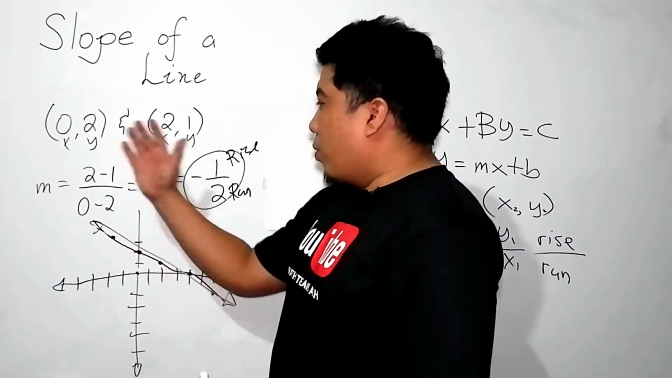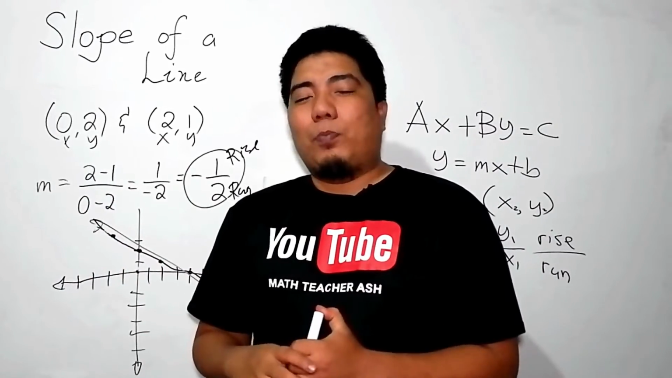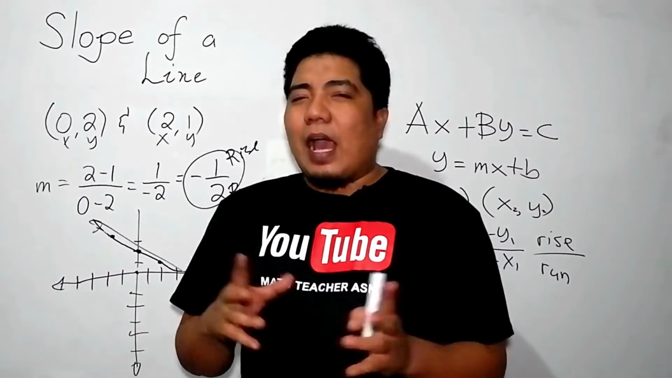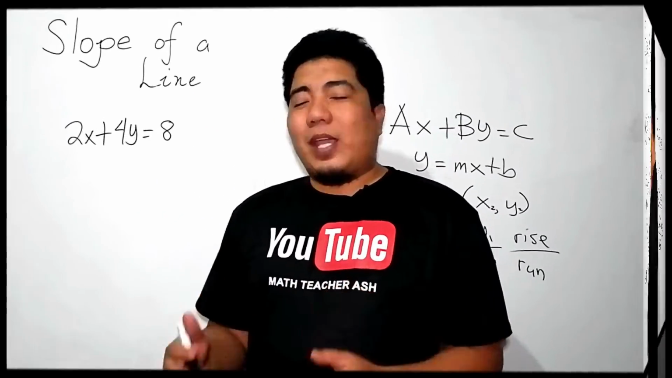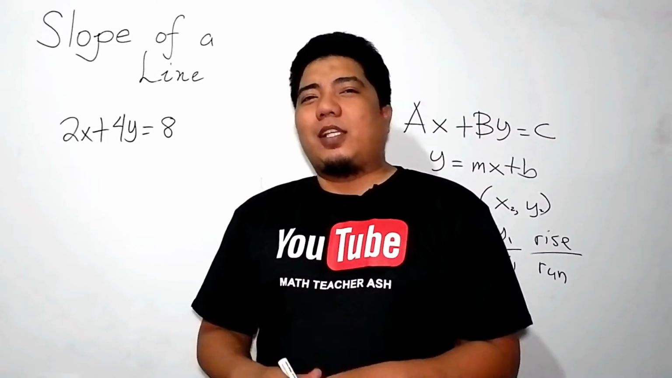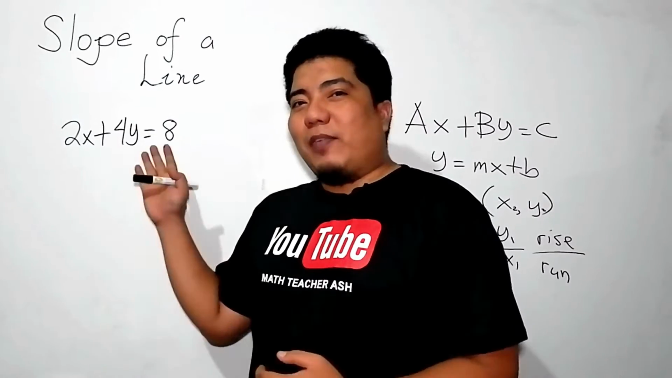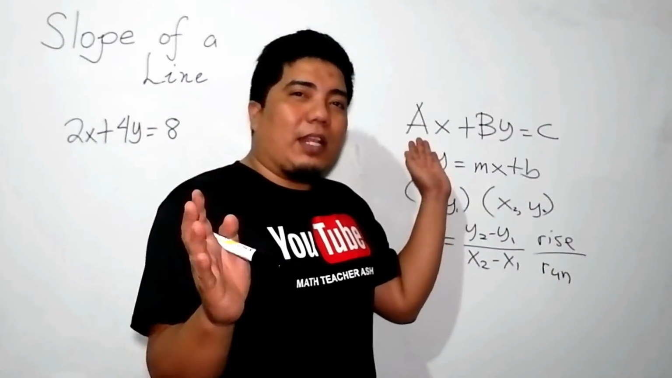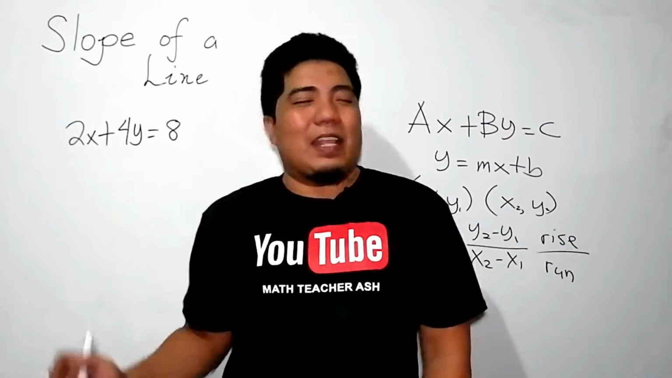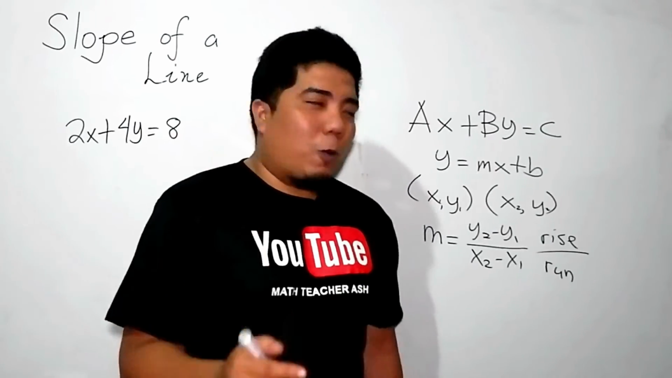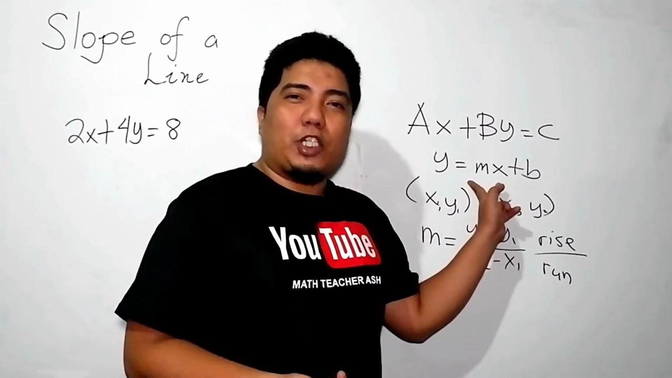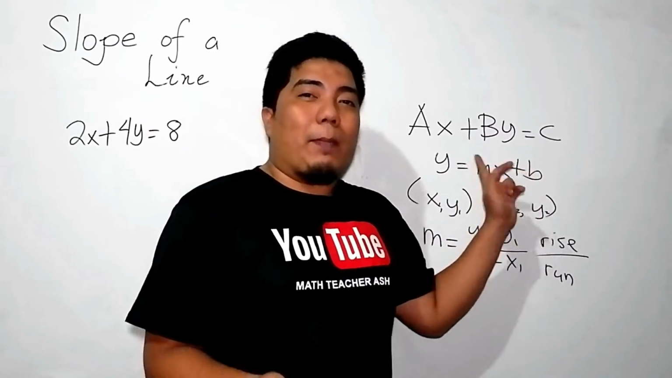Okay? So, you all know how to get the slope if 2 points are given. Question is, if an equation is given, how do you get the slope? Okay, math learners, we have here an equation that is 2x plus 4y is equal to 8. Question is, how do we get the slope if this is the given? Remember that the standard form is ax plus by is equal to c. This is the one, alright? Now, for you to get the slope, you can transform your standard form into the slope-intercept form, which is y is equal to mx plus b.